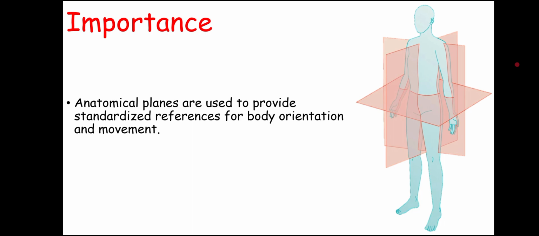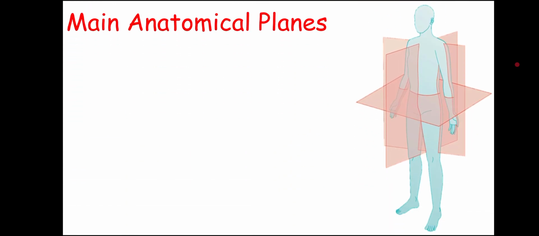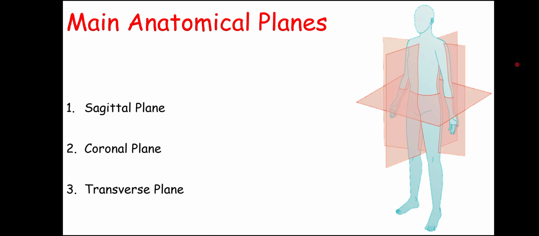Anatomical planes are used to provide a standardized reference for body orientation and movements. They are helpful in medical imaging, physical assessment, and surgical procedures. Now let's talk about the main anatomical planes. The main anatomical planes are the sagittal plane, coronal plane, and transverse plane.